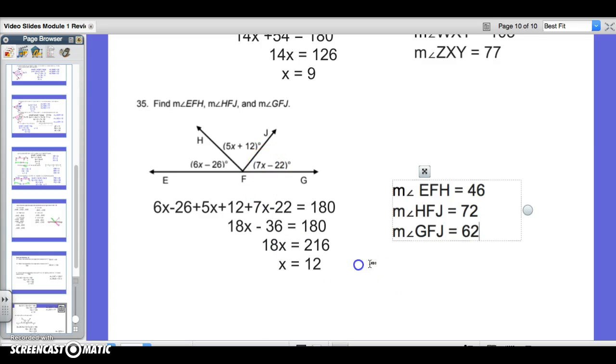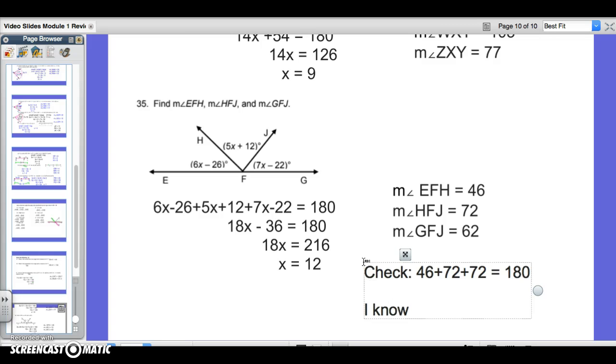Now I went ahead and double checked this and said, okay, does this actually work? So I checked it, and I said 46 plus 72 plus 62, and I did that on my calculator, and I got 180 degrees. So I know that it's right.